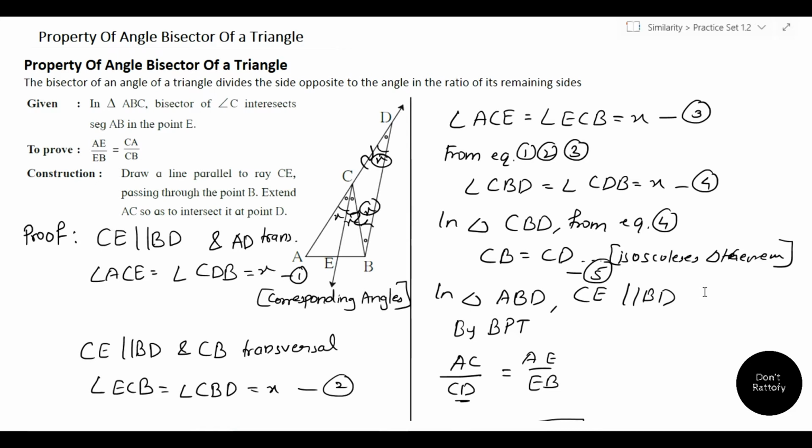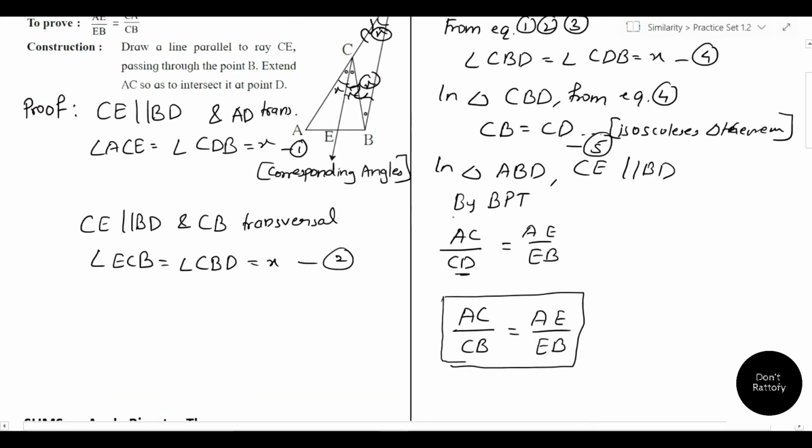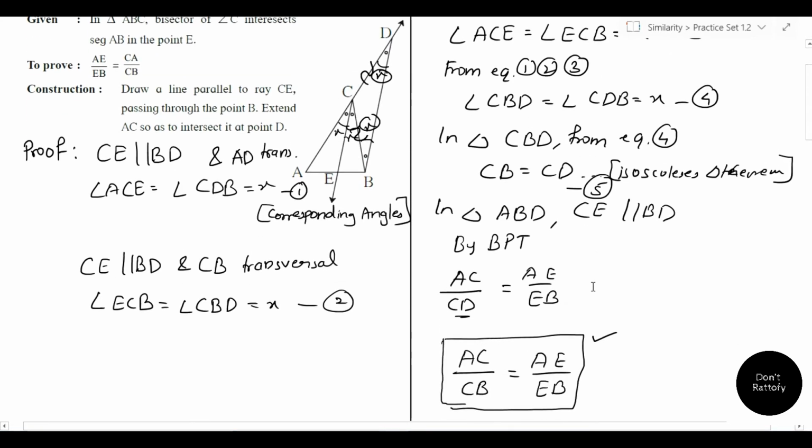Now let's try to understand one more very important part. This is the straight part. Now we'll understand the converse part. In converse, I will take this example only. If I am given that AE upon EB is equal to AC upon CB, if I am given the answer part, then from converse of angle bisector theorem, I can prove that CE is the angle bisector. This is my converse part.